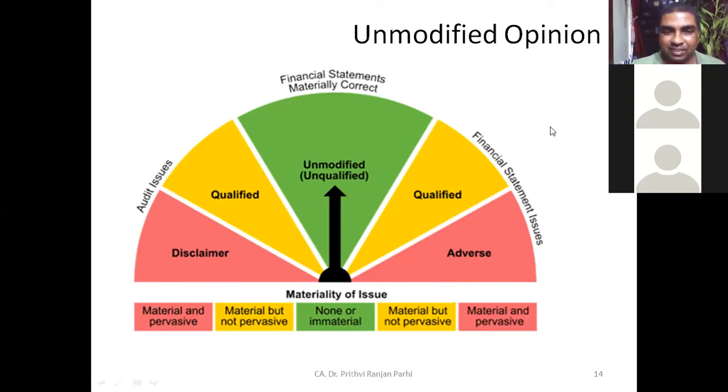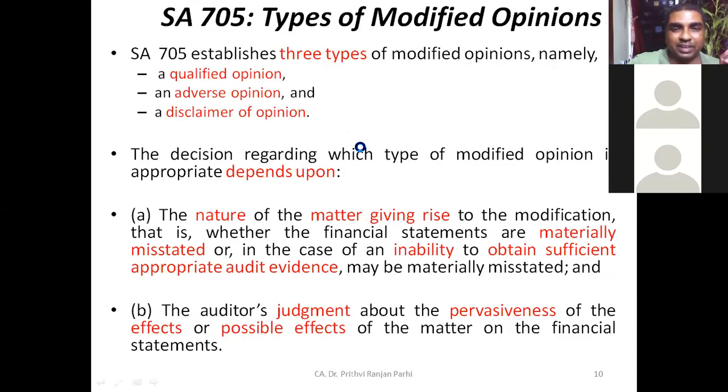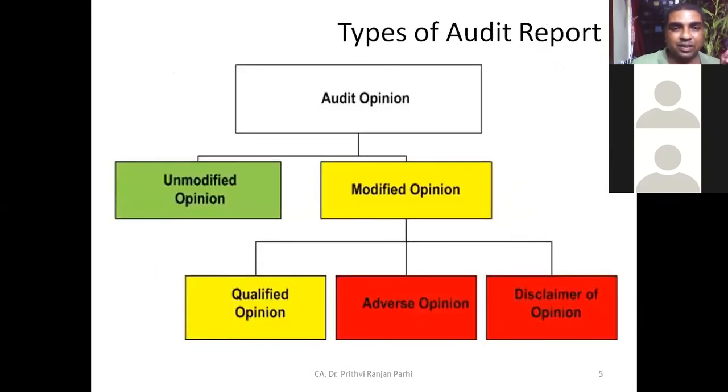Understood? Sir, here it is unmodified, why is it written unqualified? Unmodified means it is not qualified. It is unqualified. Unmodified means unqualified. Qualified means, again, I'll show you that. Hold that. You see, when I say unmodified, it is unqualified. When it is modified, it may be qualified, adverse, or disclaimer.